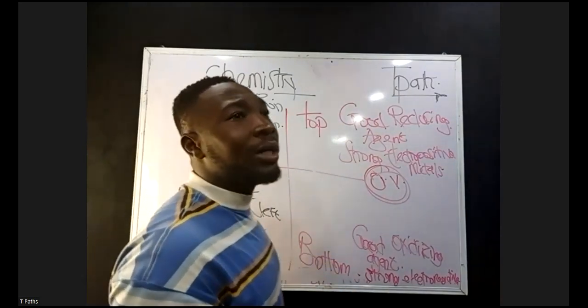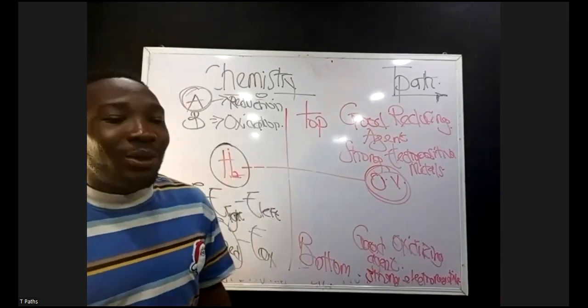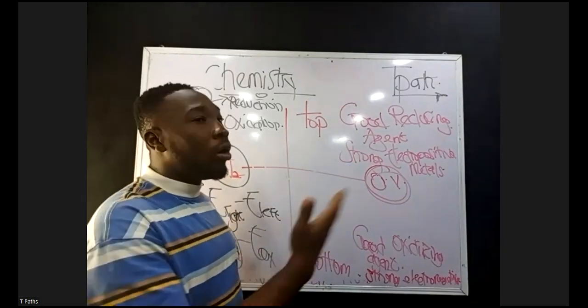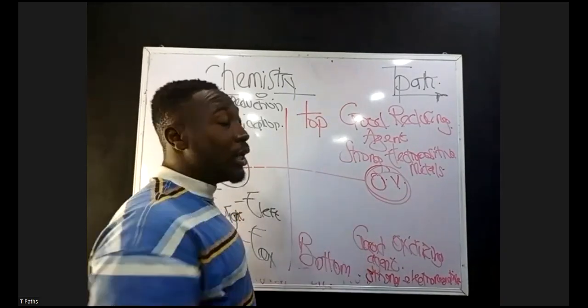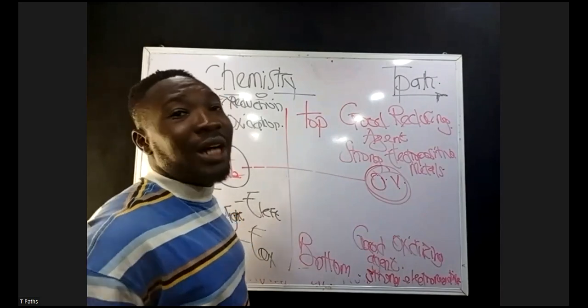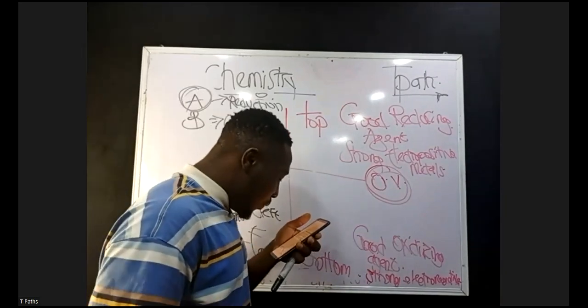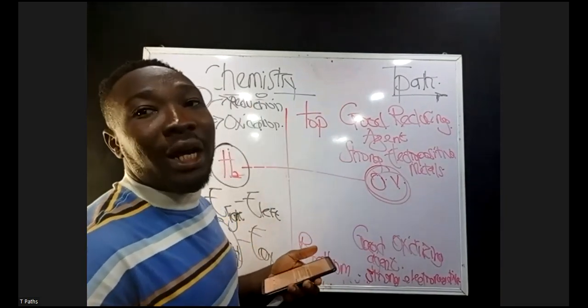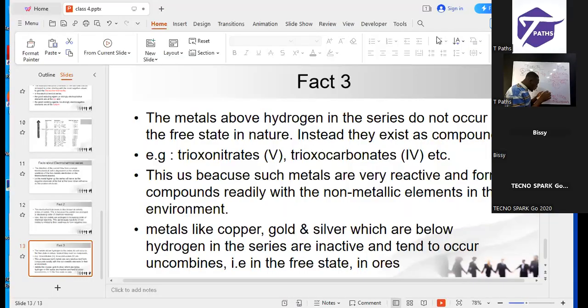And that is the reason why you see them in salts or in compounds. Examples of these are nitrate compounds and carbonates. The examples of all these compounds formed can be seen above hydrogen here. Now, why? Okay, I said that earlier on.